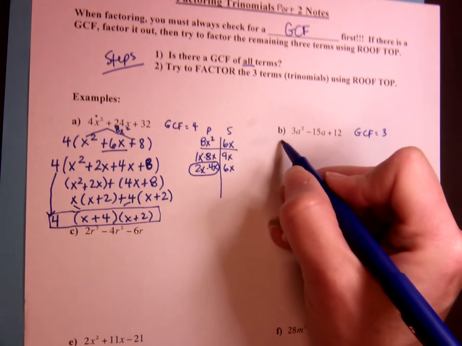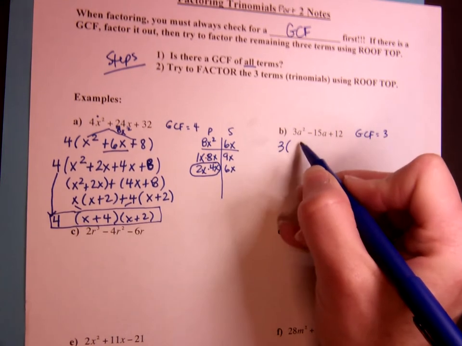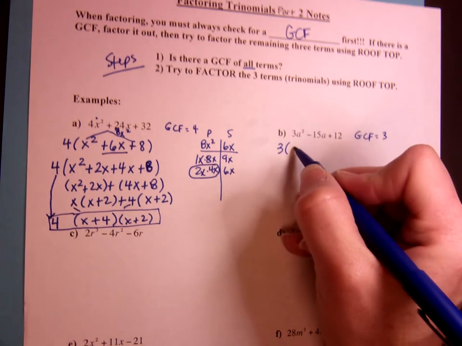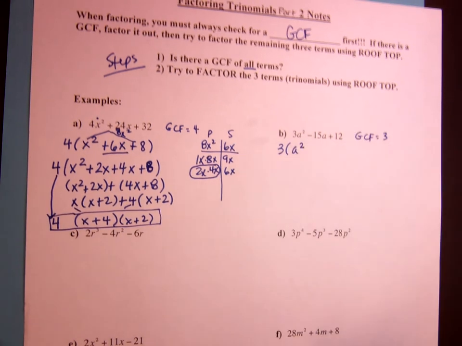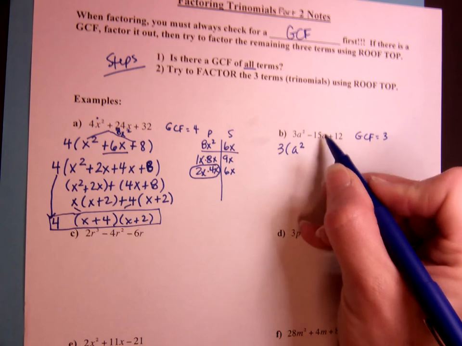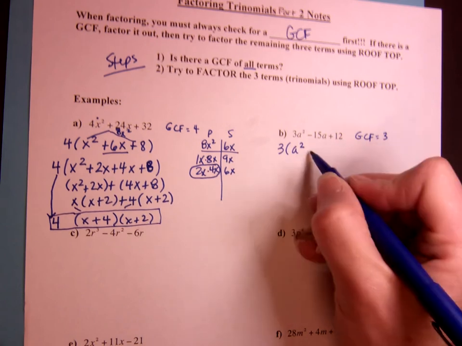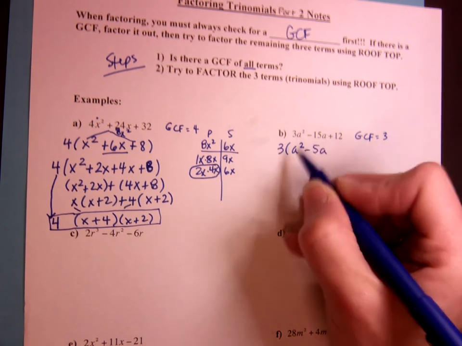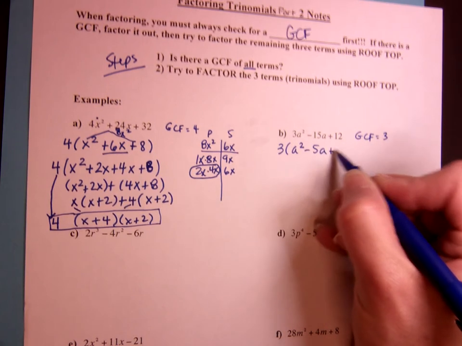So let's go ahead and divide that out. 3 times what will give me 3a squared? A squared. 3 times what will give me negative 15a? Negative 5a. 3 times what will give me 12? 4.